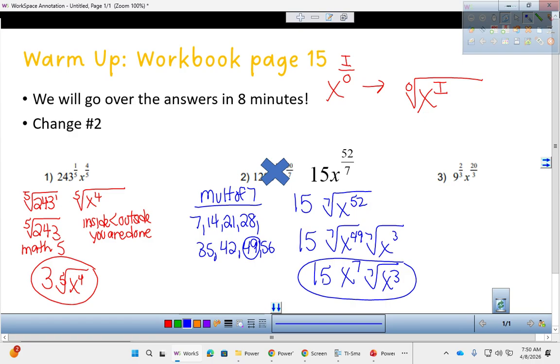What's different about this one is that 15, because it doesn't have an exponent, we're just bringing it along. All right, last one. We've got two exponents, so we're going to have two roots.